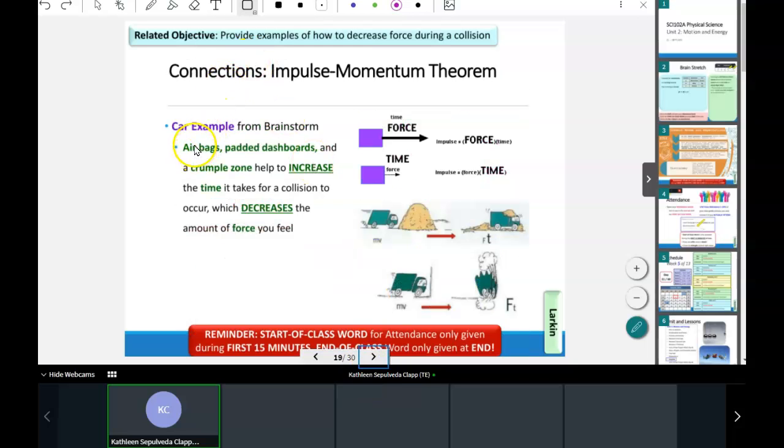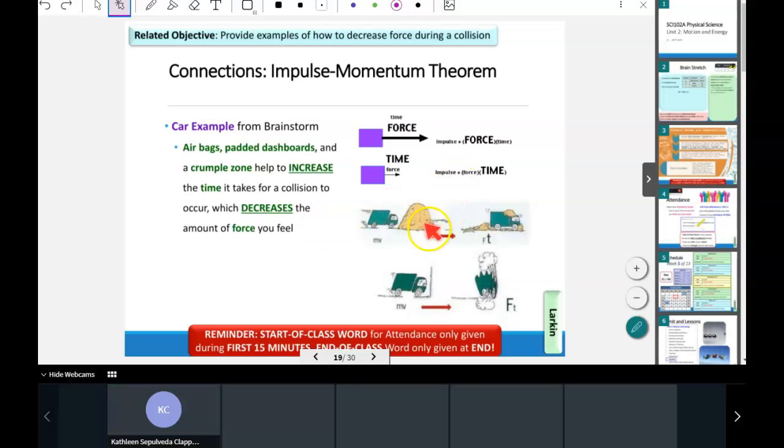So connections here, from our brainstorm, we looked at how modern day cars have airbags, padded dashboards, crumple zones, all these different safety features. It's because they help increase that time. If you increase the time it takes for a collision to occur, it decreases the amount of force you feel. The more time you have, the decrease in force, and the less impact you will have.